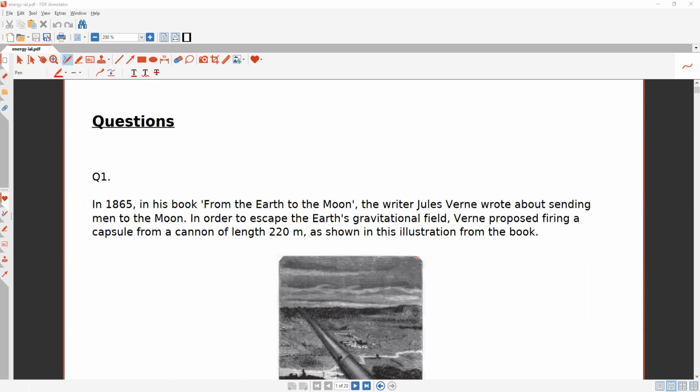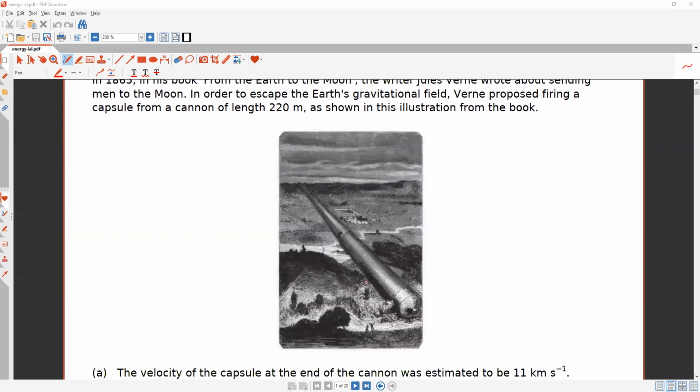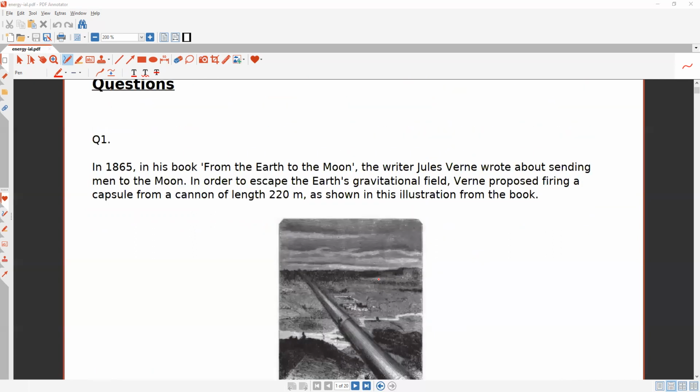Okay, so in 1865, in his book From the Earth to the Moon, the writer Jules Verne wrote about sending a man to the moon. Now, in order to escape the Earth's gravitational field, Verne proposed firing a capsule from a cannon of length 220 meters. Imagine this was 220 meters. It's double our school football field, as shown in this illustration from the book.